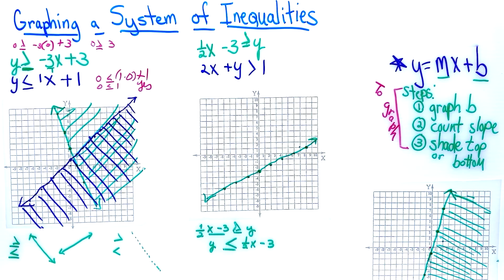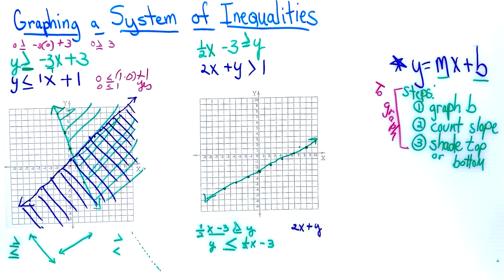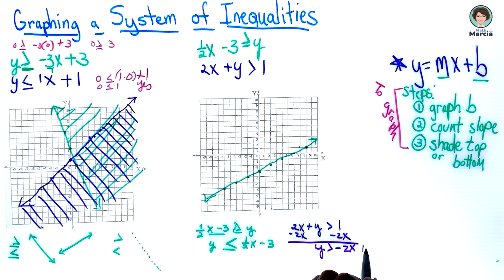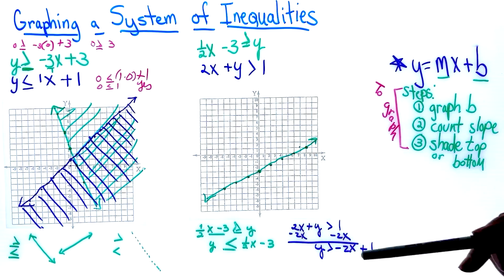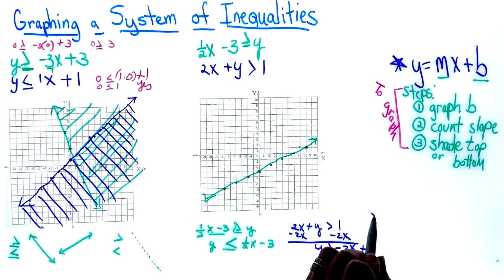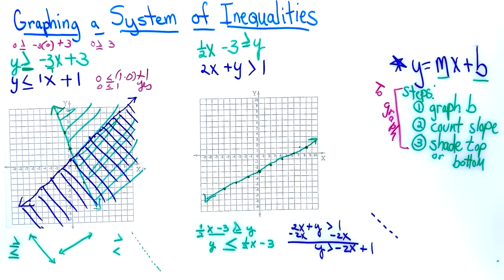So now I'm going to get the second inequality in y equals mx plus b form. Well, I'm going to copy it. So it's 2x plus y, let me move this one away, is greater than 1. Well, I'm going to subtract my 2x. So I get y is greater than -2x plus 1. Again, this is a negative, so I know that it is going to go downhill. And notice my symbol here. It does not have the line underneath it. So my line is going to go downhill and it's going to be broken.